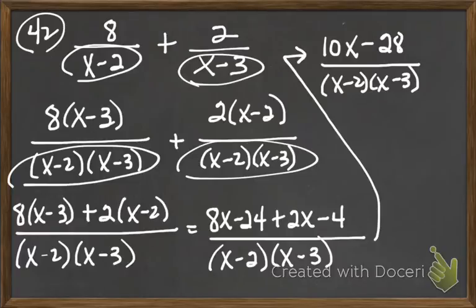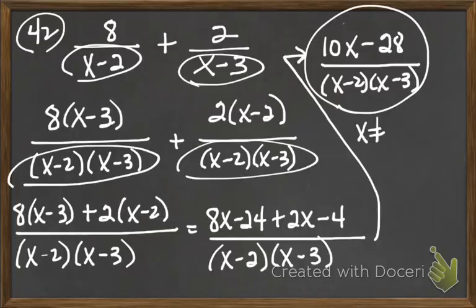If you want to factor the top, you can. But if you factor it and nothing cancels, they'll probably just leave it as 10x minus 28. So there's your final answer. And what are your two excluded values? 2 and 3. Questions about 42? Anybody still copying? Alright, next one's 44.